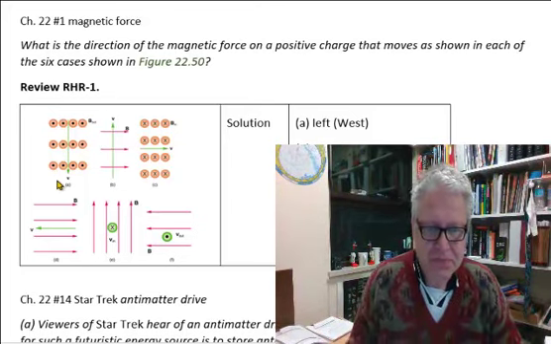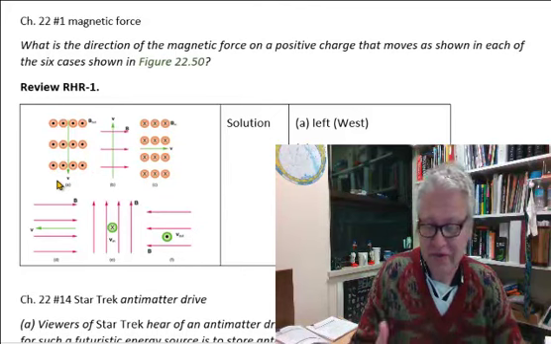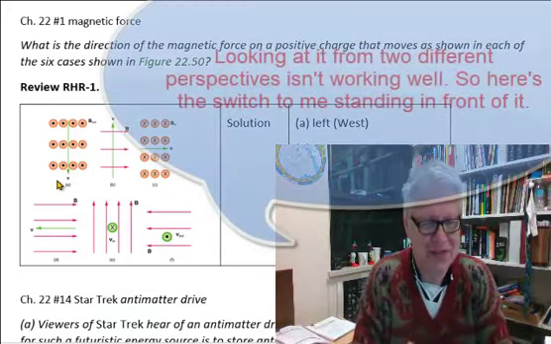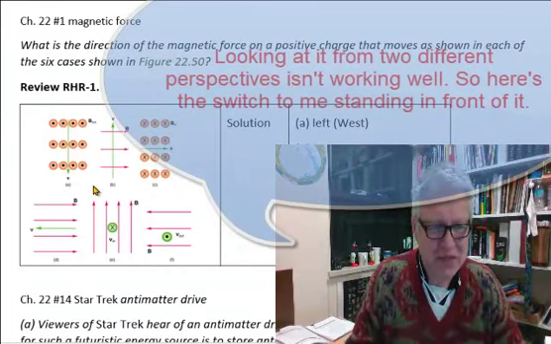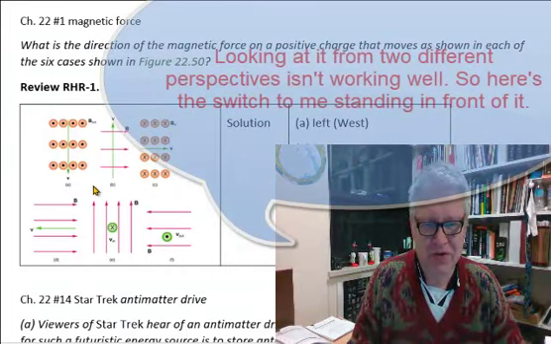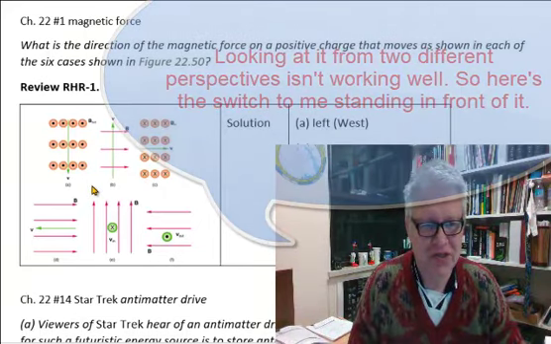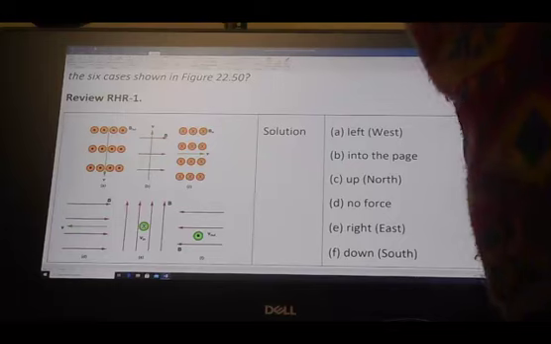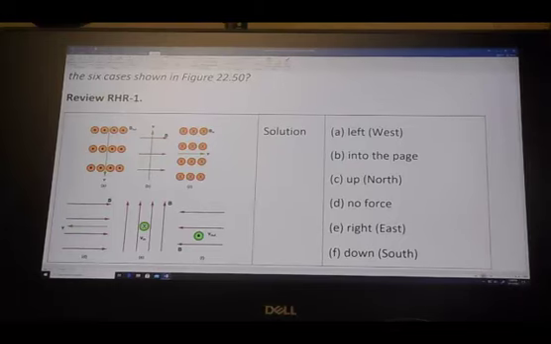Of course, there's this webcam on here, so I hope this is going to work as well. So here it says, what is the direction of the magnetic force on a positive charge that moves as shown in each of the 6 cases? Alright, so this is the gazillionth plus 1 take on these, and I better hurry up before my camera shuts down on me, because that's one of the reasons why I have to keep repeating this.